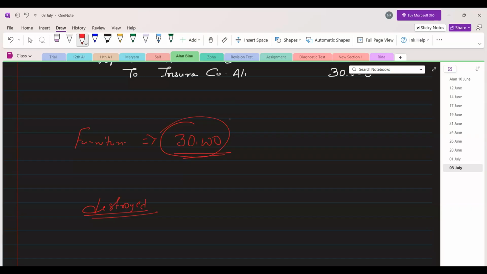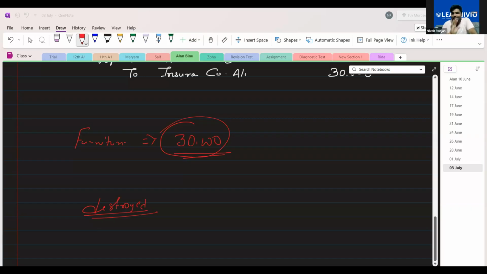Okay. So I'm saying that furniture is 30,000 in our book, and it is fully destroyed. But because the insurance company has paid us 30,000, we will not remove the furniture from our book. No, sir. You are saying this? Then it is destroyed and it is still shown in our books. Is that correct?